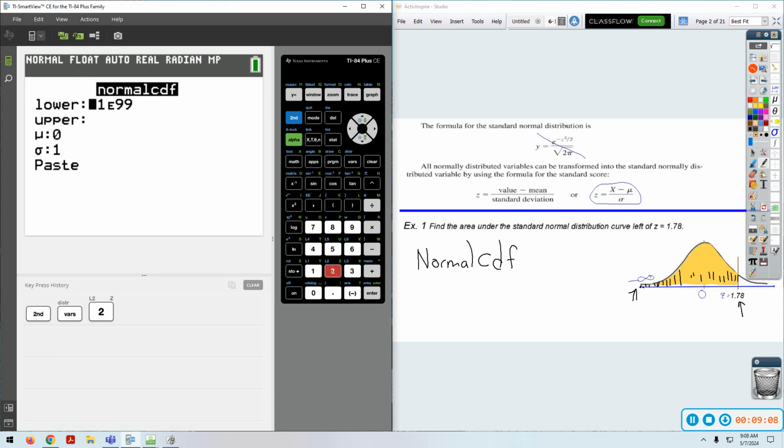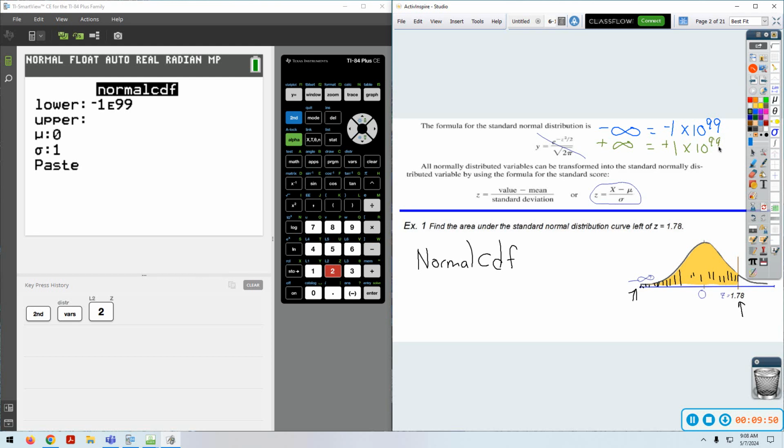Now, I keep saying negative infinity. There is no button on the calculator for negative infinity. They write that as a negative 1 times 10 to the 99th power. So the calculator puts it in that way. So I'll just write this. Remember, negative infinity will equal negative 1 times 10 to the 99th. Positive infinity will equal positive 1 times 10 to the 99th. Those are the two values we will have to put in.